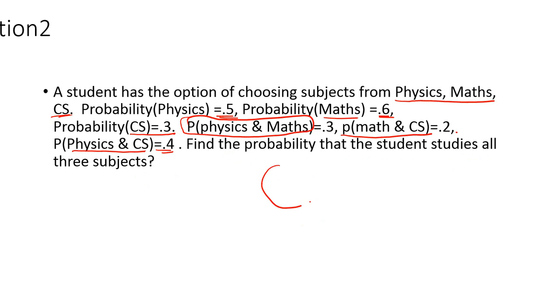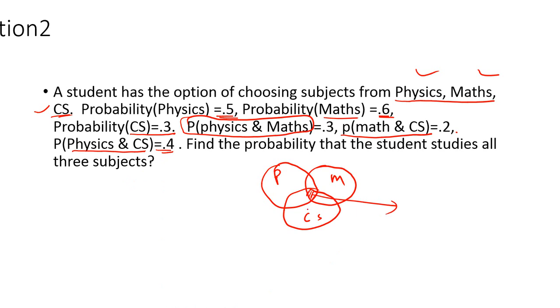So if we plot a Venn diagram, we are going to have three circles, because we have got three options, right? Physics, maths, and computer science. Alright, so we have been asked what is the probability that a student studies all three subjects. Okay, so we need to find out this area, right? Area of this circle, because this is common to physics, maths, and computer science.